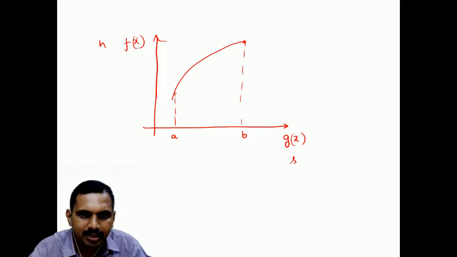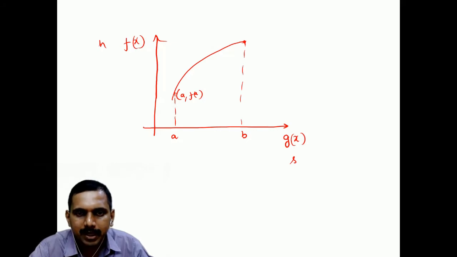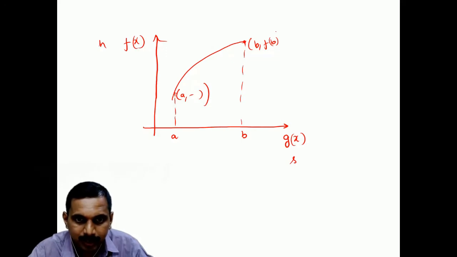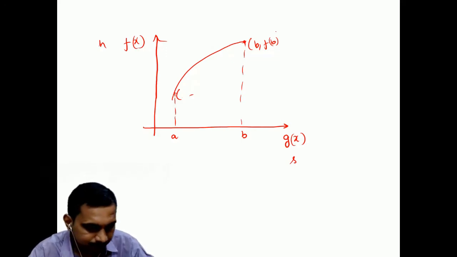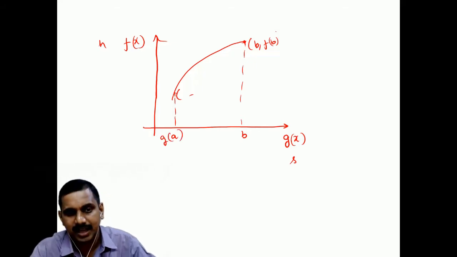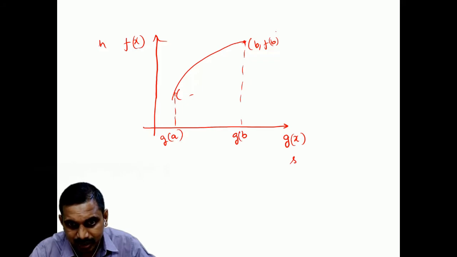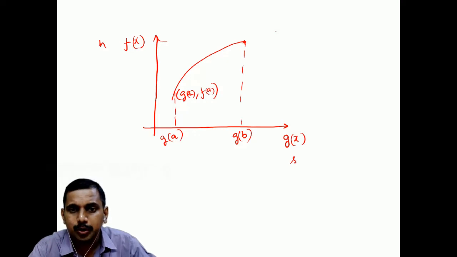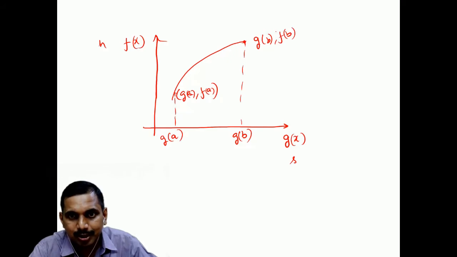So now I can have this point given as A comma f of A, and this point is B comma f of B. That's it. Sorry, I'm sorry here. This would be g of A, or I can say this is g of A. A is in x, the other coordinate, okay, and this is g of B. This would be g of A comma f of A, and then this would be g of B comma f of B. Is it not, students?